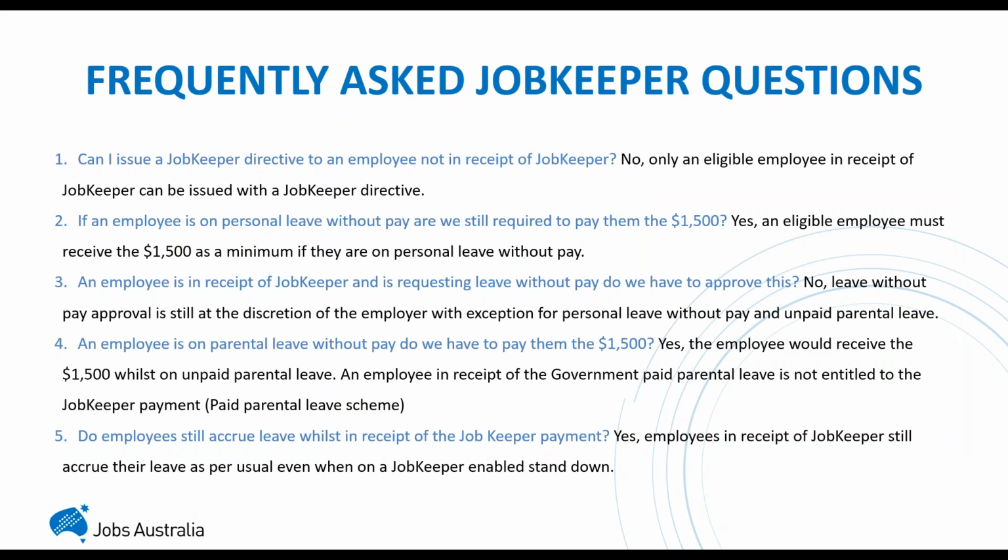So we've had a lot of frequently asked questions about JobKeeper, and I've just listed a couple of those, but the main rule to apply is that if you've got an eligible employee in receipt of the $1,500, they would continue to receive it, unless they are on the paid parental scheme offered by the Australian government, or they're not eligible for JobKeeper in the first place, or there can be complexities around work cover.